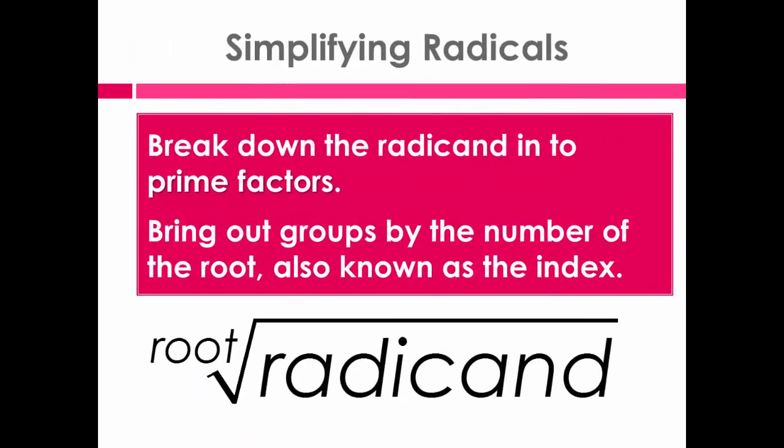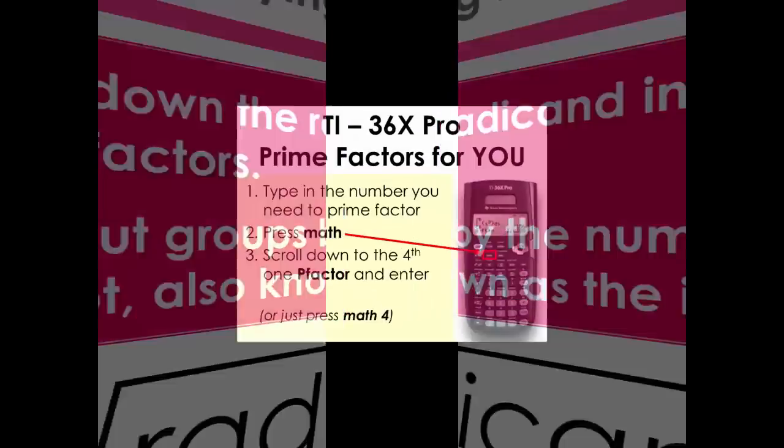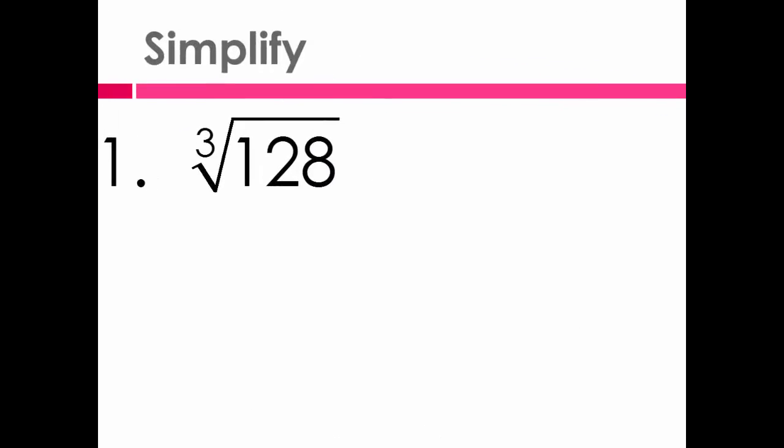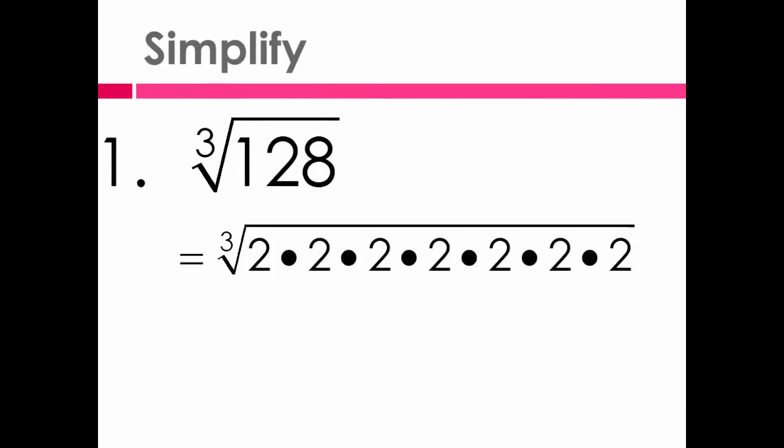In order to simplify a radical, you have to break it down into prime factors. In the calculator, you can do a math 4 to prime factor for you. Go to your calculator and do 128 math 4. This one has an index of 3, also known as the root. So this is called a cube root.